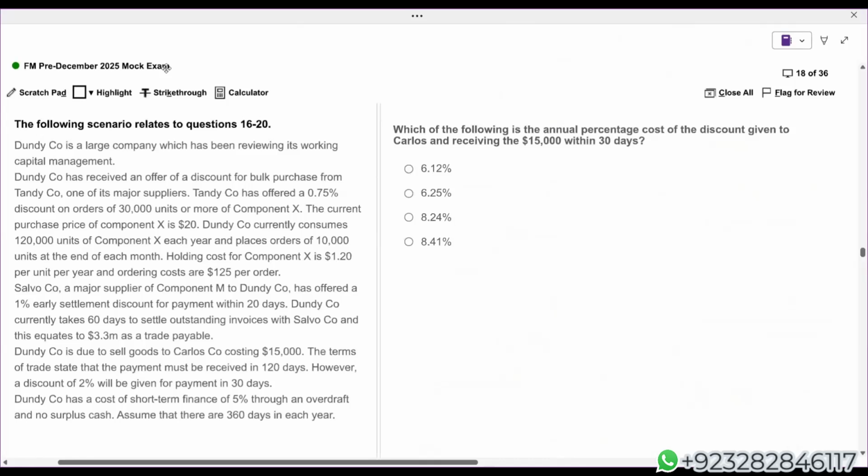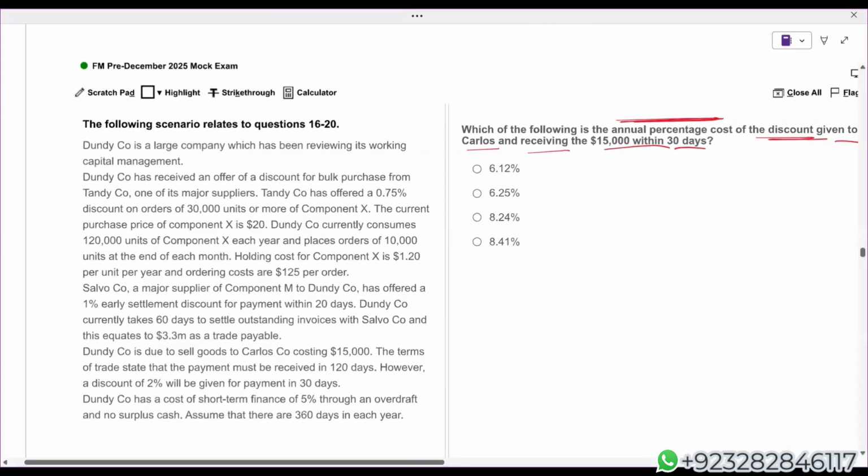Which of the following is the annual percentage cost of the discount given to Carlos for receiving the $15,000 within 30 days? Okay, we are providing the discount. Of course, when you provide a discount, it is a cost for you. But they're asking us to give the percentage of the annual cost. Let's see how much discount we are providing.